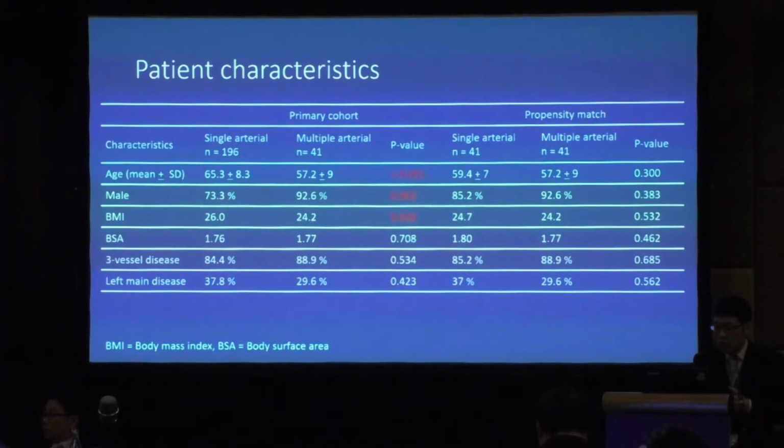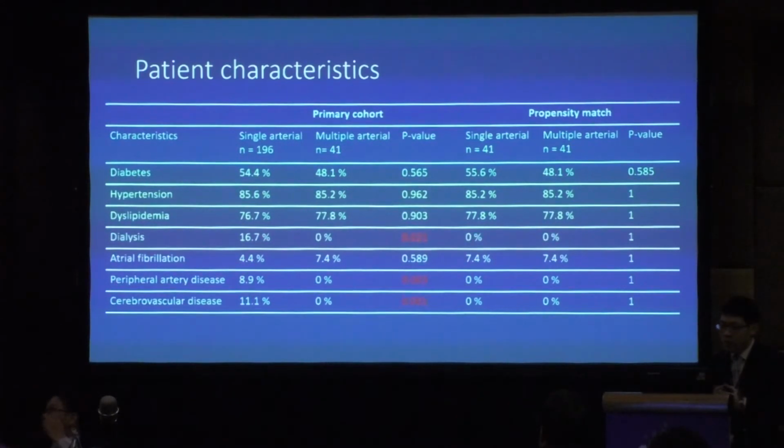First, we focus on the primary cohort. In the single arterial group, the patients were older and had a higher BMI than the multiple arterial group. In the multiple arterial group, almost all patients are male. Coronary artery disease severity is similar in the two groups. Next, comorbidity characteristics. None of the patients in the multiple arterial group had dialysis, peripheral arterial disease, or cerebrovascular disease. After matching, there was no difference.